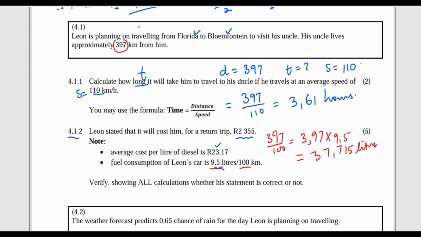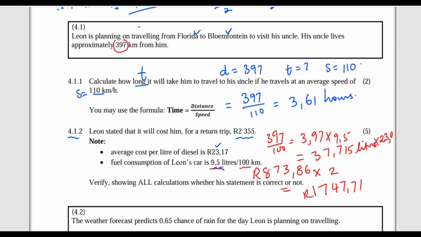Okay. Then I'm going to multiply this by the cost of each liter, which is 23.17. Okay. Multiplied by 23.17, this becomes 873.86 rands. So this is how much this person is going to spend on fuel just for one trip. Then if I multiply this by 2, because I need a return trip, okay, the answer times 2, I'm going to have 1747.71.